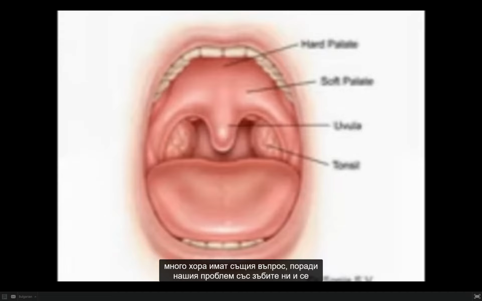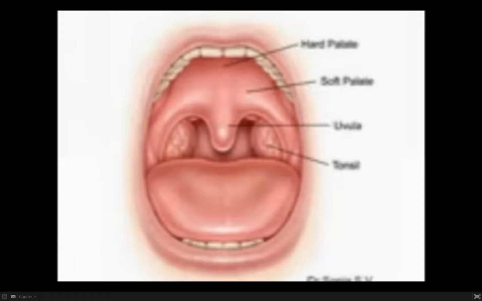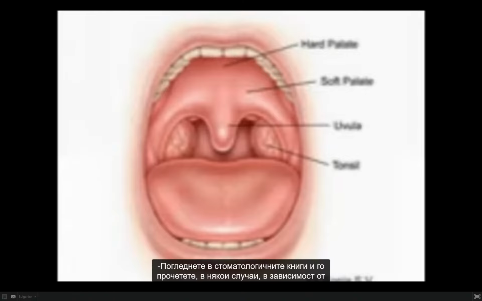Many people have this same question because of our problems with our teeth. It goes back to what you've mentioned before about eating cheese before bed, which helps the teeth. He's asking, which is the component? How does it work? And can it fix a tooth that has a cavity or is damaged? Go into the dental books and read it.